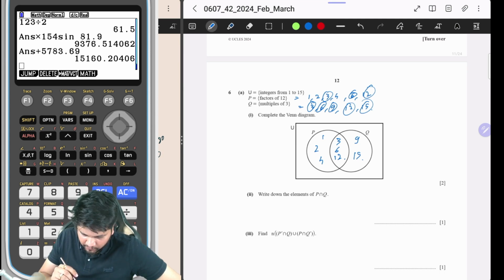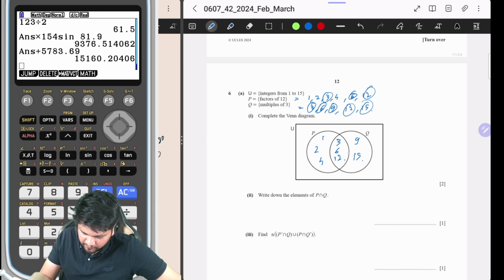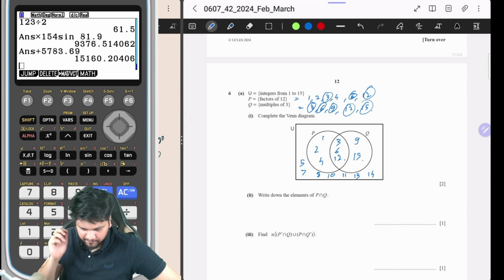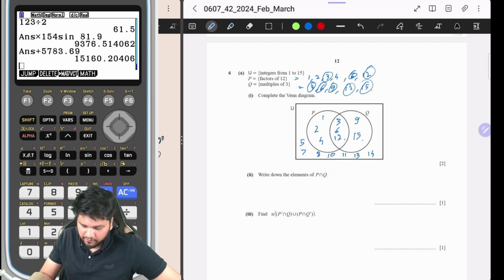Okay, whatever are remaining: 1, 2, 3, 4, 5, 6, 7 is not there, 8 is not there, 9 is there, 10 is not there, right? 11 is not there, 12, 13, and 14. Yeah, that's it. Write down the elements of P intersection Q. Obviously 3, 6, 12, that's it.